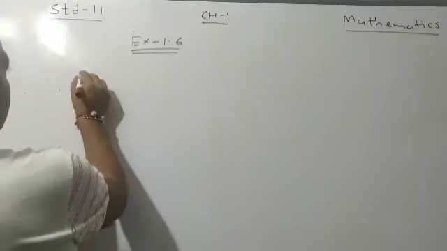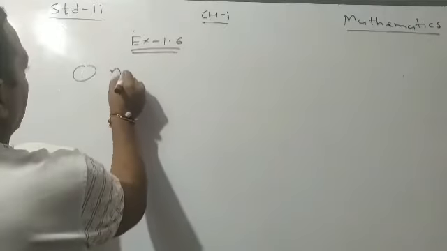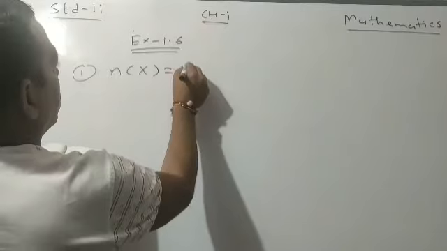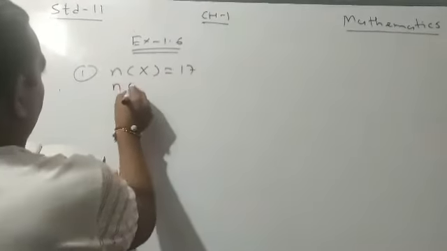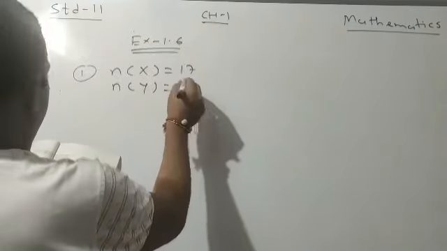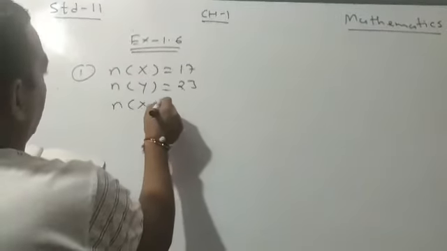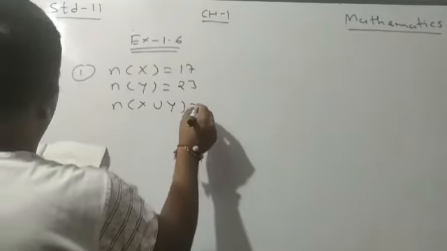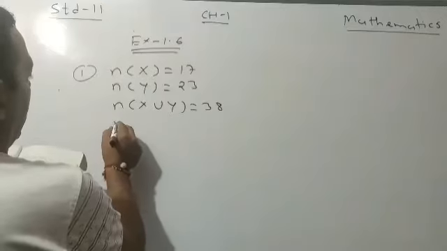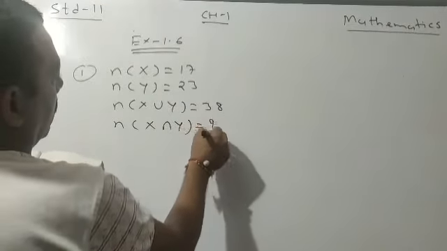Now, first question. n of x is equal to 17, n of y is equal to 23, and n of x union y is equal to 38. The question is: find n of x intersection y.